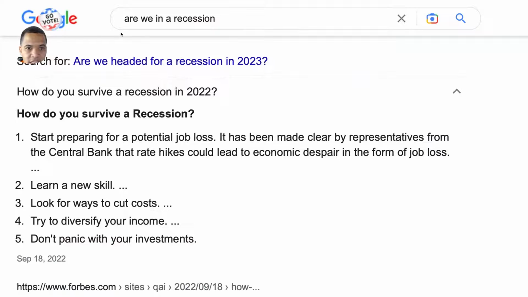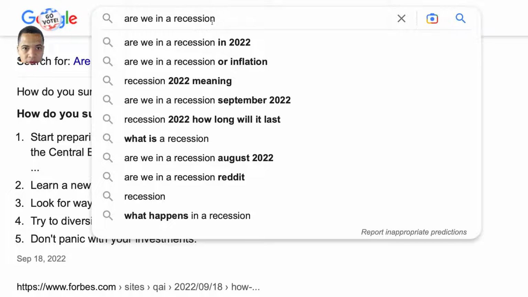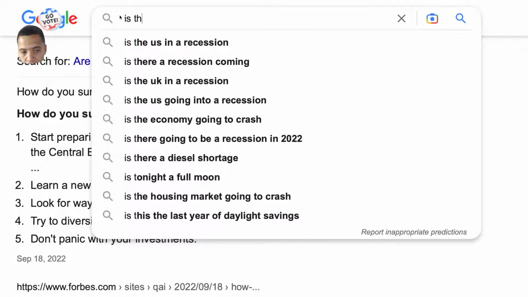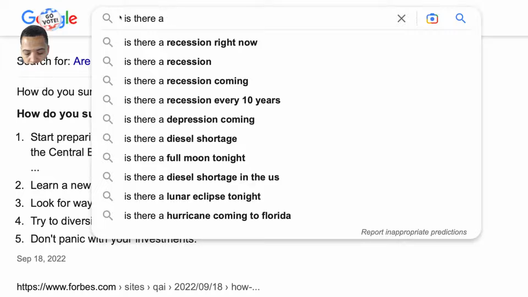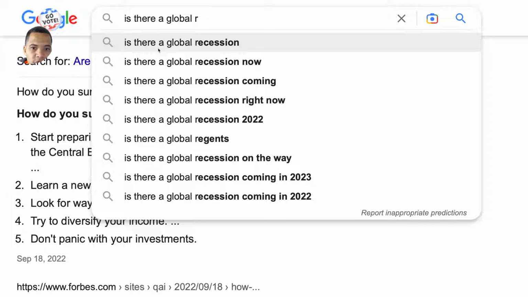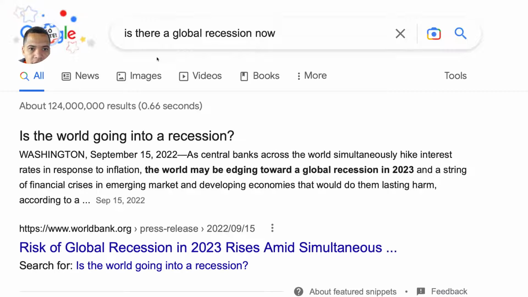Is there a recession coming online? Let's go back to Google here and let me do it. I thought I had it up already, but let me show you. So let's see. Is there a recession coming? Is there a global recession coming? I'm gonna type it in Google. Is there a global recession now? All right. Is the world going into recession?